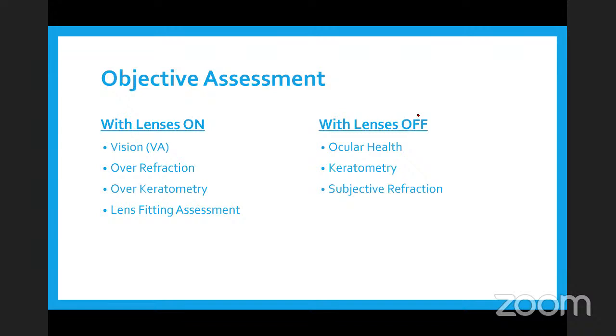So what are the tests? What I usually do is I will definitely do a vision evaluation with the lenses on. The idea behind this is to take the vision which is the best corrected vision.